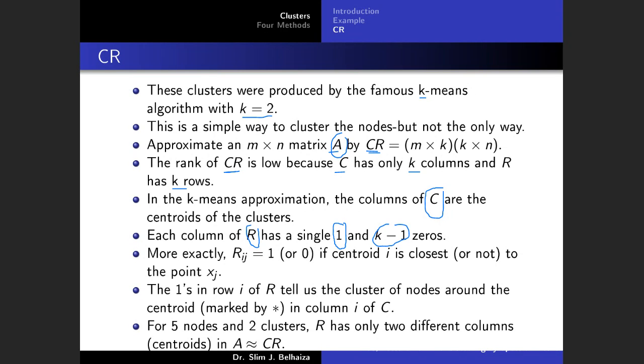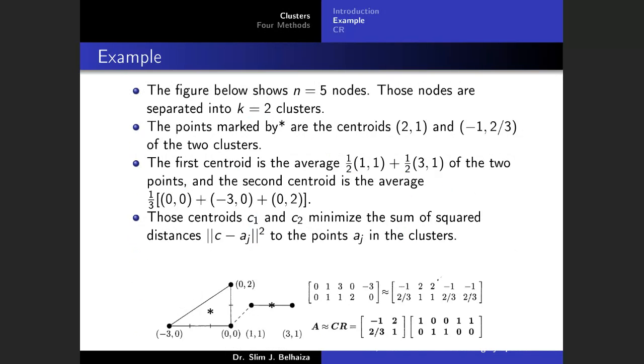So it will be just defined by zeros and ones, which is a perfect encoding of the information. More exactly, at every entry ij, R_ij is equal to 1 or 0, depending on whether the centroid i is closest to the point x_j or not. And the ones in row i of R tell us the cluster of nodes around the centroid marked by a star in column i of C. So for the 5 nodes and 2 star clusters we had in the previous graphs, R has only 2 different columns. So let's go back to that previous slide.